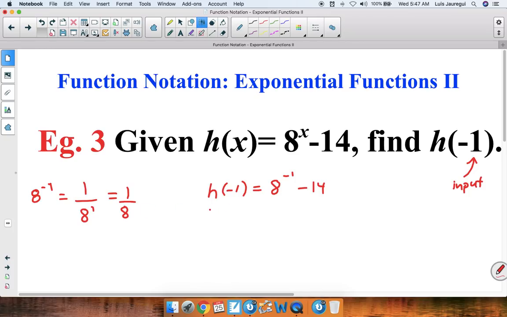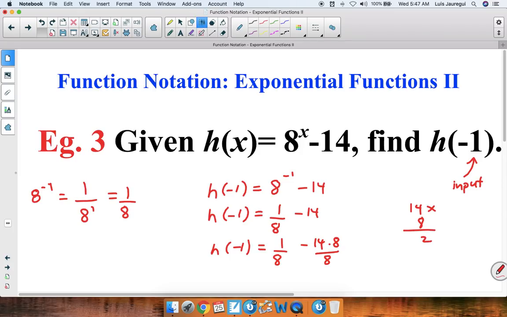Using this information we can write the following. H of negative 1 is the same as 1 over 8 minus 14. Now looking for the least common denominator we realize that that happens to be 8. So we can rewrite h of negative 1 as follows. 1 over 8 minus 14 times 8 over 8. Now let's multiply the 14 times the 8. So we have 14 times 8.